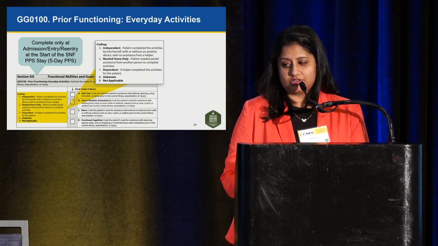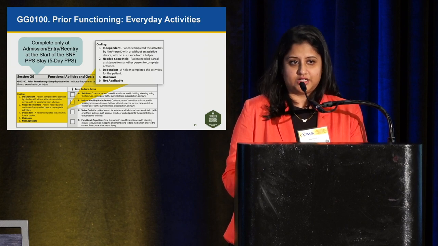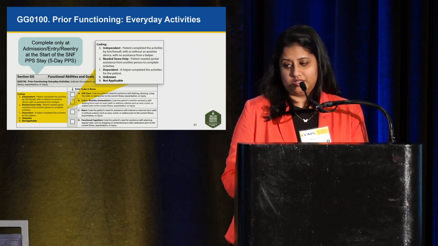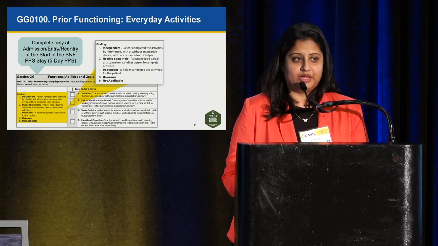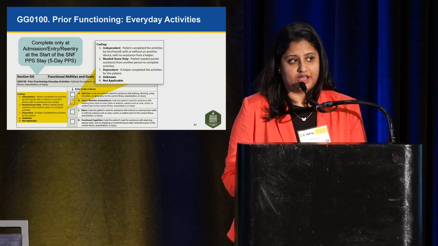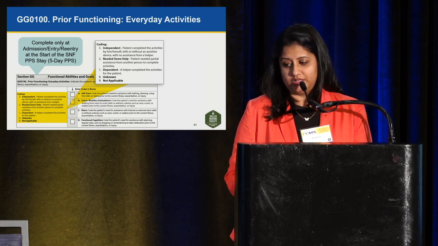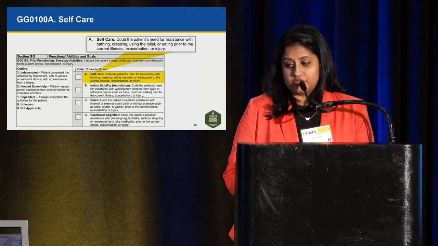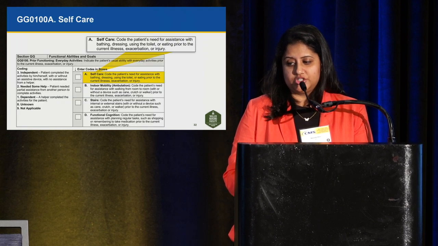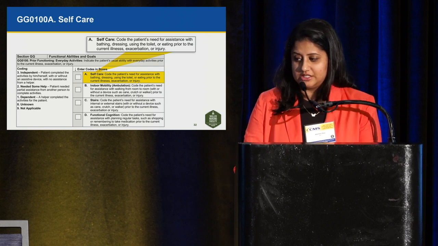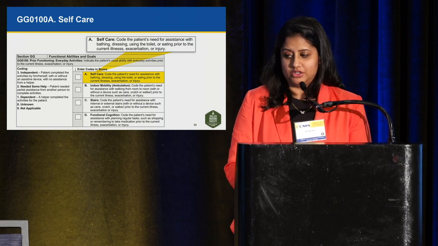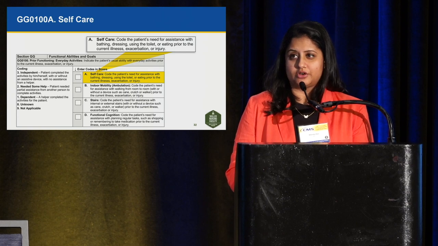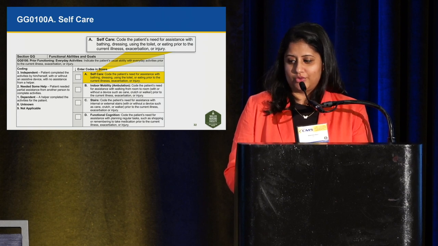And this is coded a little differently than the 6 codes we use. 3 for independent, 2 for needed some help, 1 for dependent, 8 for unknown, and 9 for not applicable when we're coding the prior functioning everyday activities. So there are 4 items to code here. GG0100A is self-care, and this is coding the patient's need for assistance with bathing, dressing, using the toilet, or eating prior to the current illness, exacerbation, or injury.